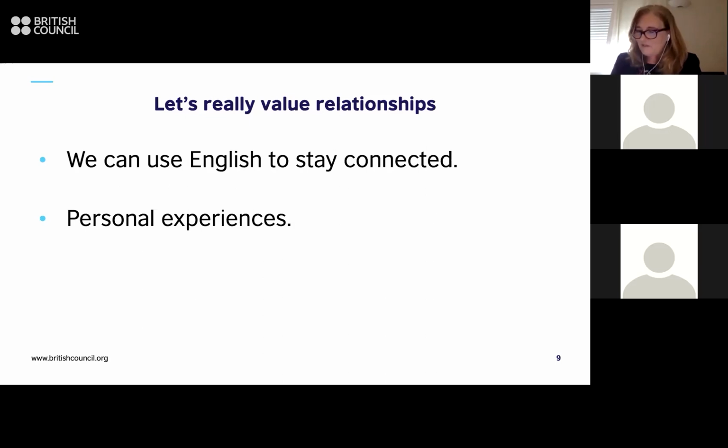It's really important, and I think we shouldn't underestimate how much children might miss each other, miss their friends, and just bear that in mind. And if there's a way that we can stay connected, then I'd encourage you to do that.